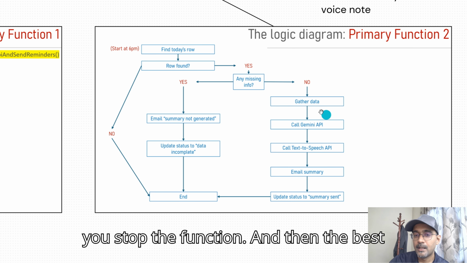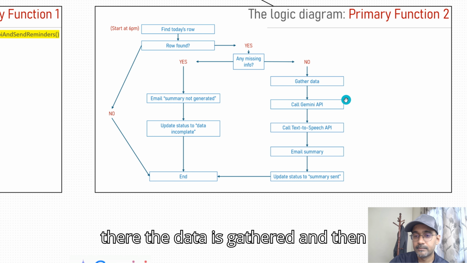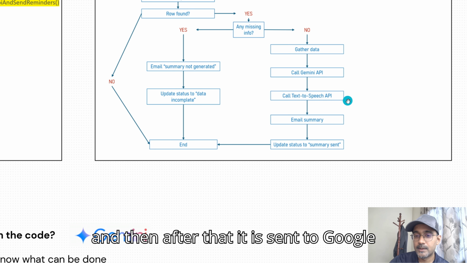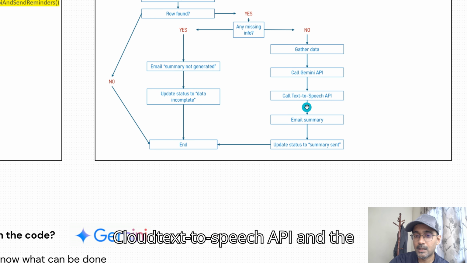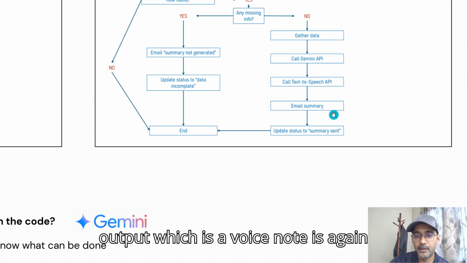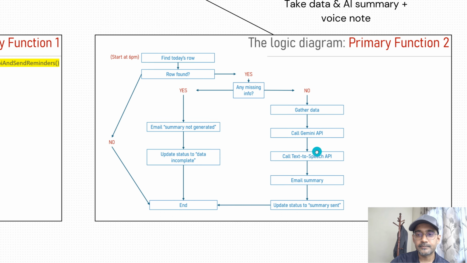And then the best case scenario, when all the information is there, the data is gathered, and then it is sent to the Gemini API, and then after that it is sent to the Google Cloud Text to Speech API, and the output, which is a voice note, is attached to an email and then sent to the person that is supposed to receive it.